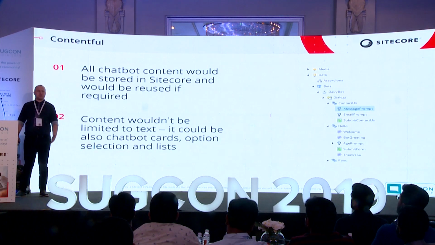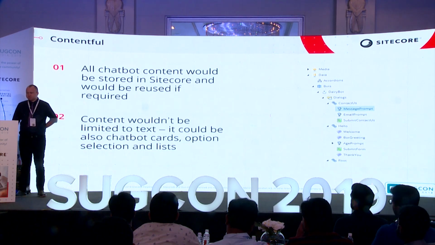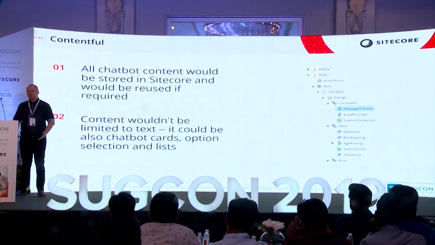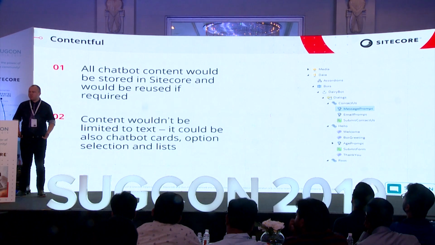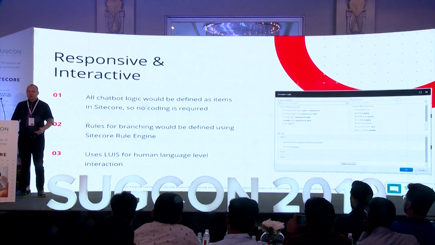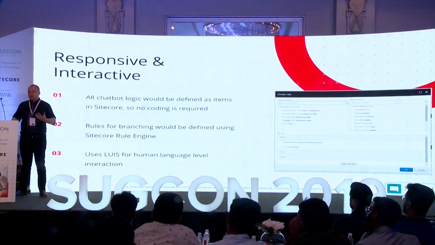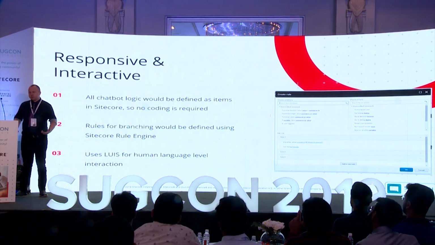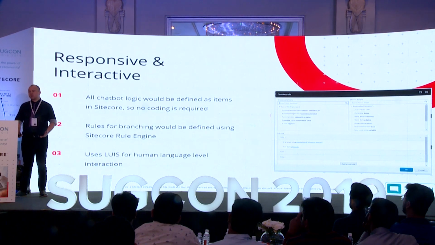Of course, we would like to store all content in Sitecore and reuse it if possible. And it's not only limited to text. We would like it to be interactive, so it should also be images, videos, chatbot cards, option selections, lists. We would like to be able to configure the behavior of a chatbot without any code required from the developer or user. So all chatbot logic would be defined as content in Sitecore.